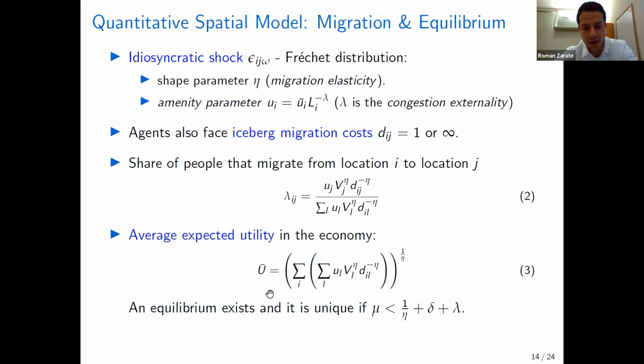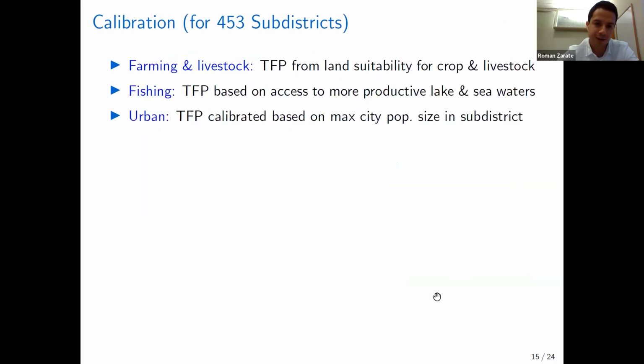Now, in this kind of models, an equilibrium is going to exist, and it is going to be unique if congestion forces are larger than agglomeration forces. In this case, the parameter mu captures the agglomeration force in the urban sector, and these three parameters, which correspond to the migration elasticity, the congestion externality, and the expenditure share in housing, capture the congestion forces.